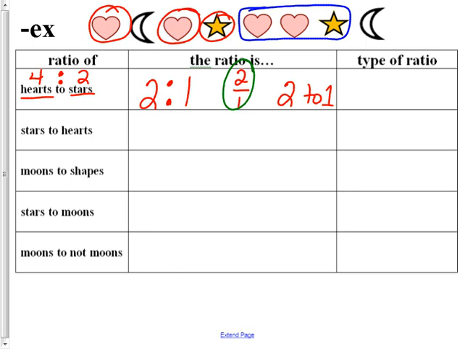Now that brings us to our idea of what type of ratio this is. This is a part-to-part ratio. Again, the reason it's a part-to-part ratio is because hearts are part of the group and stars are part of the group.